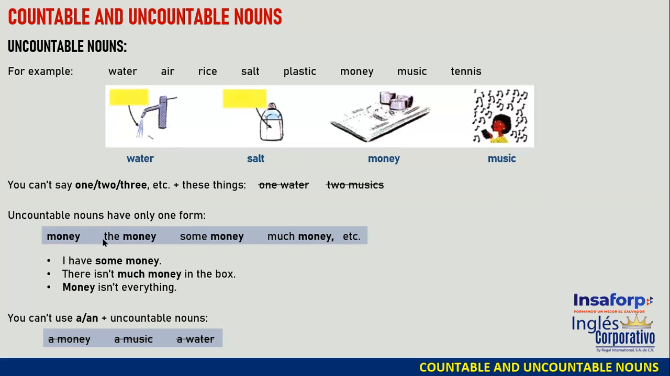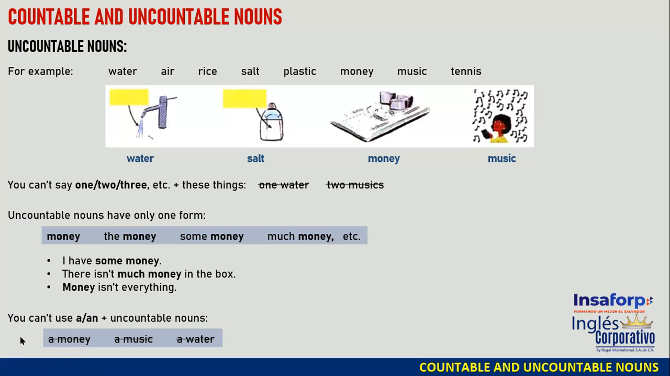Puedo usar un artículo definido como the money. Puedo usar, pues, some, que es algo, algunos, algunas. Algo de dinero, some money, much money, mucho dinero, ¿verdad? Etc. I have some money, tengo algo de dinero. There isn't much money in the box, no hay mucho dinero en la caja, pero específico, much generalmente lo uso en un contexto negativo. Money isn't everything, es cuando yo uso money en general, el dinero no lo es todo.